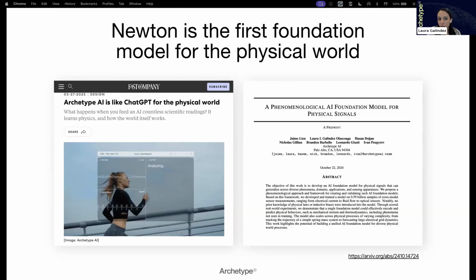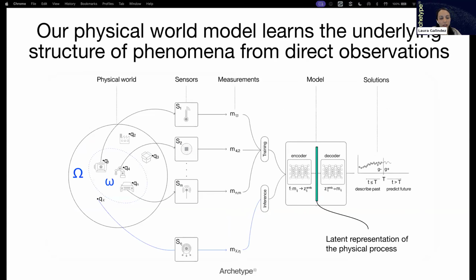Now, the paper on the right, which we published in 2024, represents one of our first steps in the process of building Newton. Here, we introduce a core physical world model that sits at the heart of Newton. Our model pretty much learns the underlying patterns of physical systems from a large amount of sensor data. And because it's able to learn general physical representations, it's also able to generalize across many difficult physical domains and systems. So how does that work exactly?